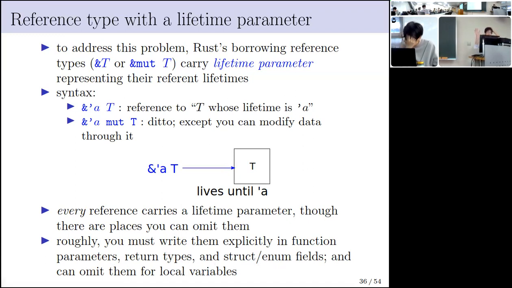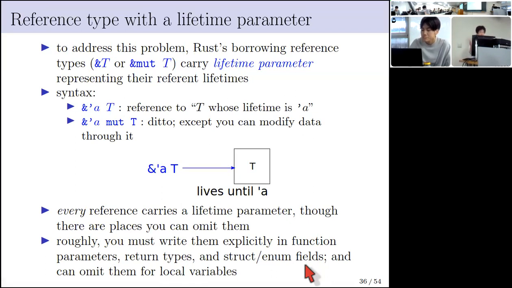So when you are writing a function that takes references, or a function that returns references, and struct or enum fields. So you have a structure or enum that has references in one of its fields. And oftentimes you can omit them for local variables. So this is roughly what you typically experience when you program with references.